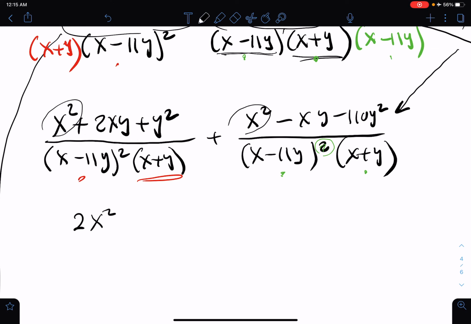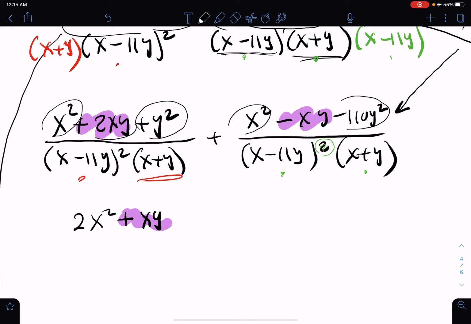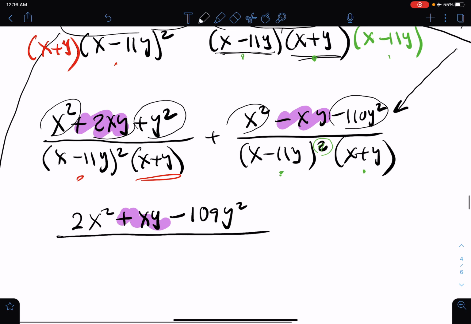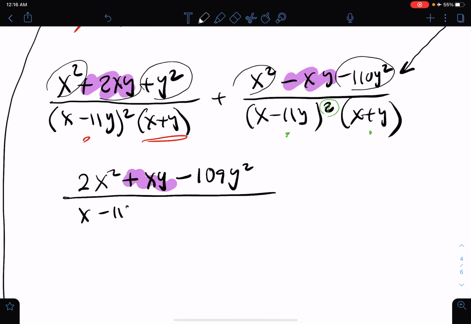And I've got a positive 2xy and a negative 1xy. It's going to leave me with a positive 1xy. And I've got a positive y squared and a negative 110y squared, so that's minus 109y squared. It's quite a term there. And this is all over my LCD, which was x minus 11y quantity squared times x plus y.